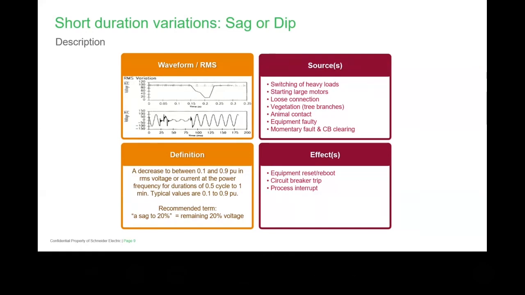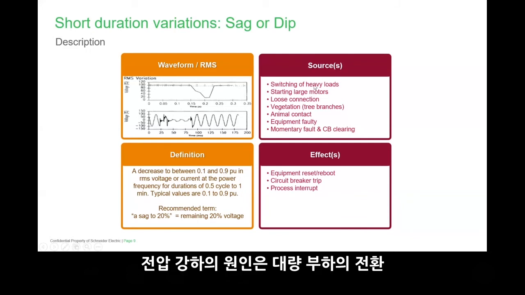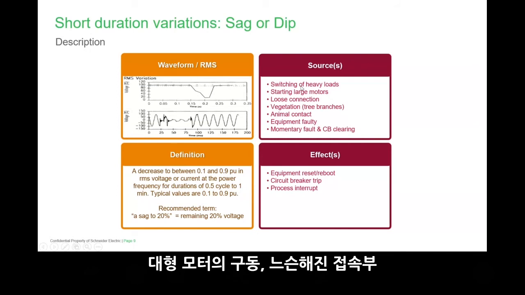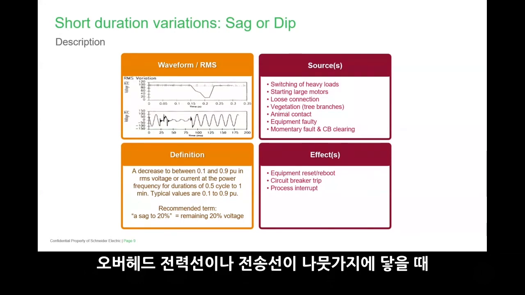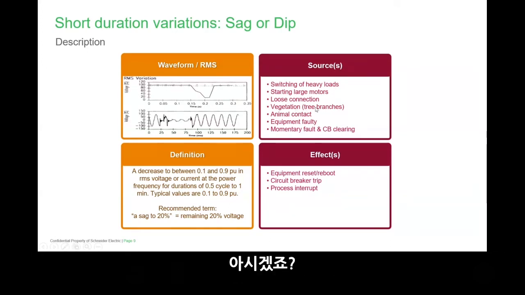Okay. Now the source of this voltage sag or dip can be caused by switching of heavy loads, starting of large motors, loose connections, and vegetation. That means the tree branches, where we have overhead transmission lines, where the tree touches the line during strong wind or thunderstorm weather. That's where it shorted. All right.